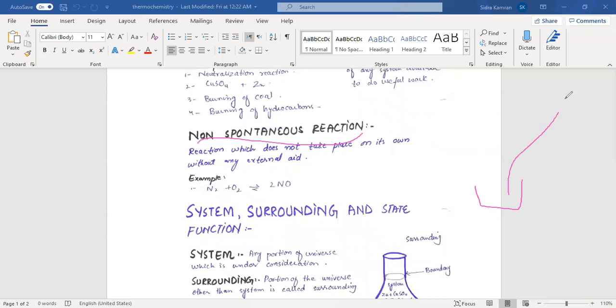In a non-spontaneous reaction, the easiest example is if you want to flow water upward, you need some energy. For example, from the lower ground water tanks, you want to move the water upward, so you place some motors, and those motors will pump the water upward. So these types of processes are non-spontaneous. They need external assistance to take place.